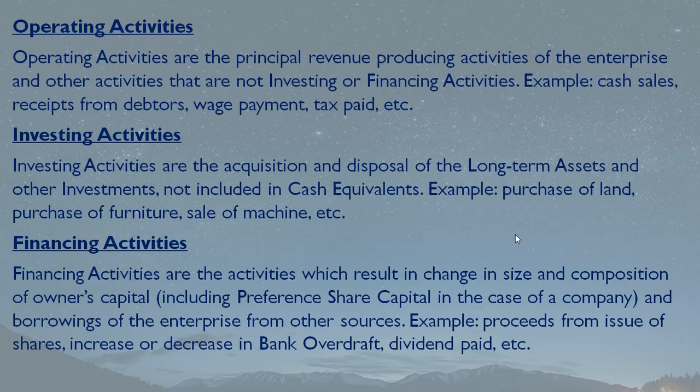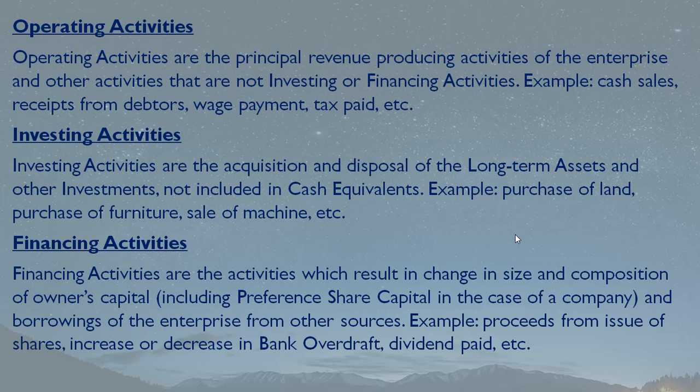For example, cash sales, receipts from debtors, wage payment, payment of tax, etc. These are called operating activities. By operating activities, we mean the primary activities of a business organization. For example, if you have a shop of clothes, garments, what is your primary activity? Your primary activity is to sell and purchase clothes, garments, right? So this is called your operating activity.